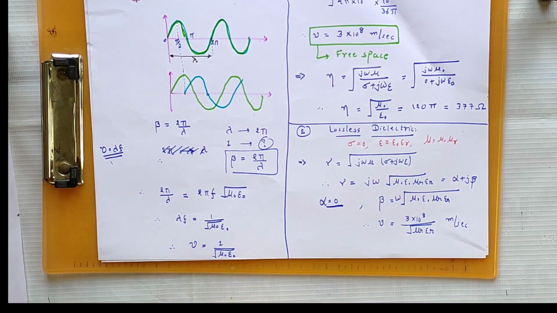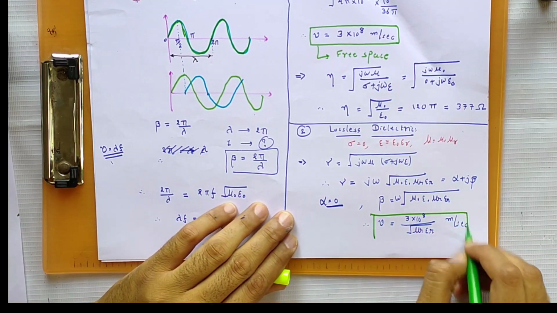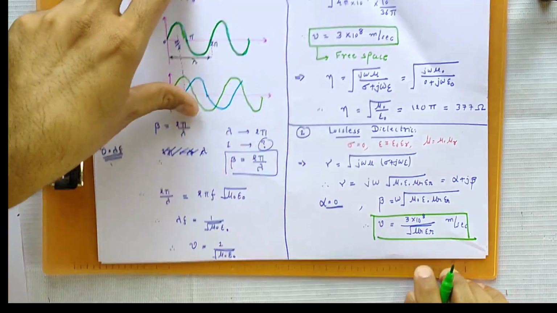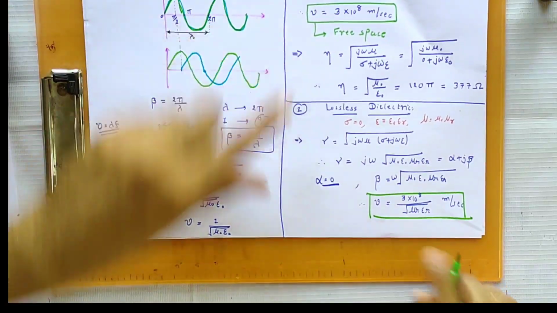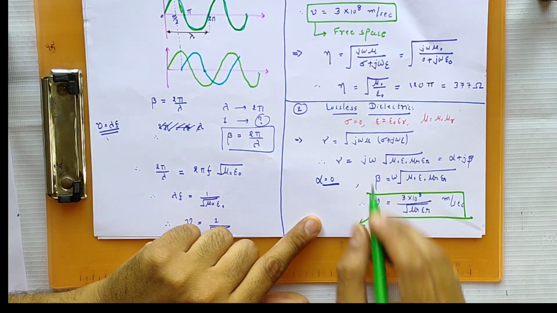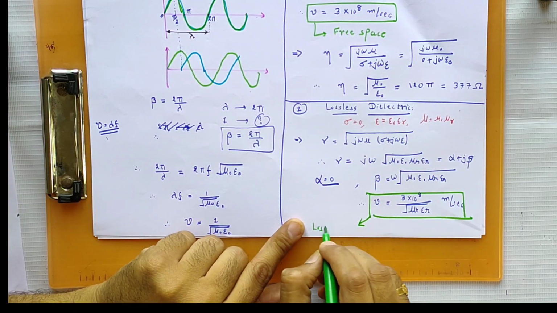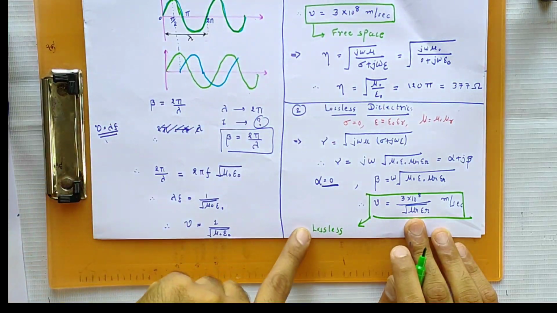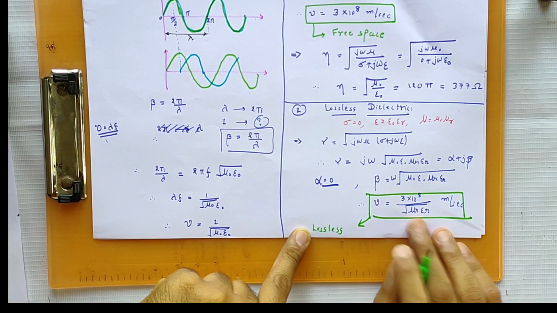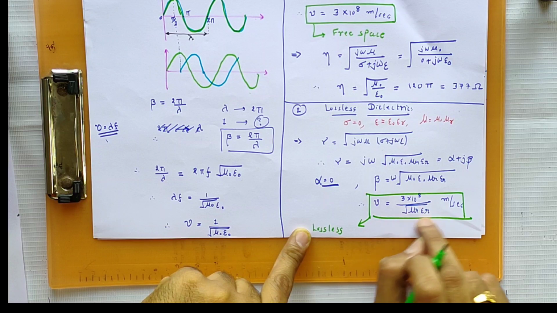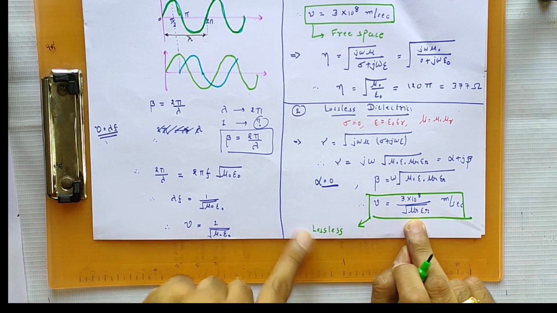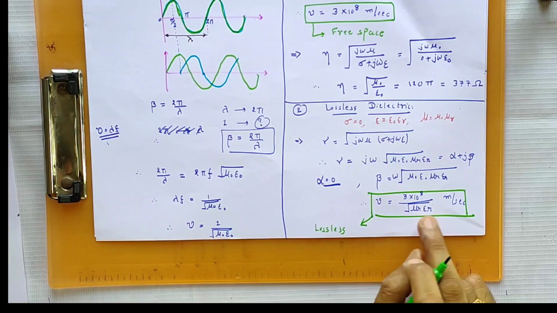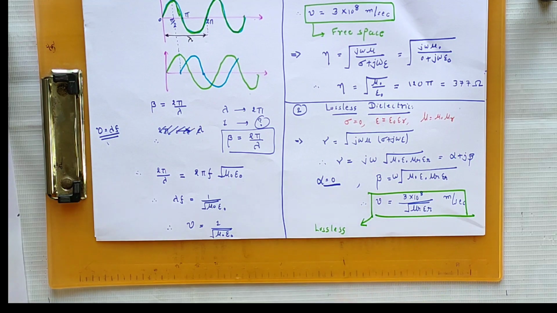What you observe here is, if you compare these two equations, one is the velocity of electromagnetic wave in free space, but this one is the velocity of electromagnetic wave in lossless dielectric material. So the velocity in a lossless dielectric medium is decreased by a factor of root of mu r epsilon r. It depends on the relative permittivity and relative permeability of the medium.